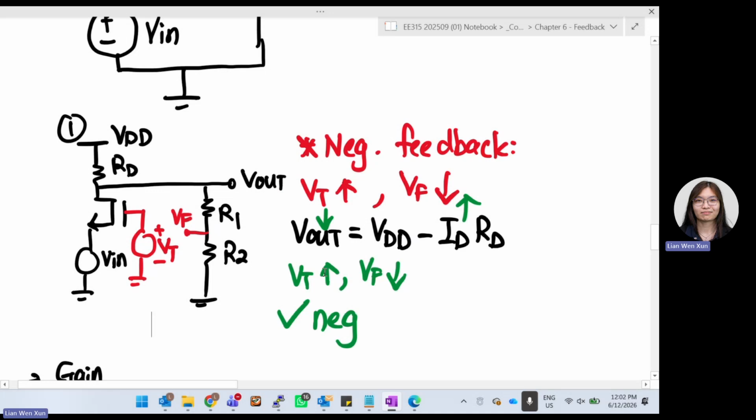So now when VT increases, VF decreases. So yes, it is a negative feedback network. So we can continue to analyze this circuit. Okay, I will pause here for a while. Have a look to check whether you really understand how you find negative feedback, positive feedback.